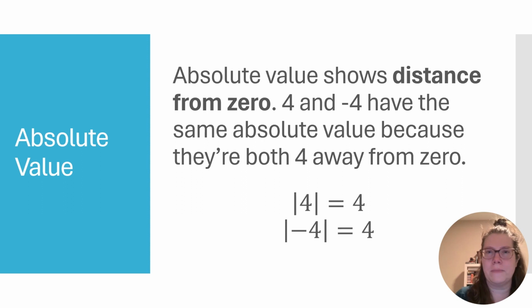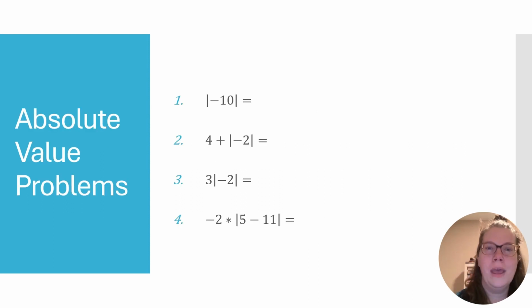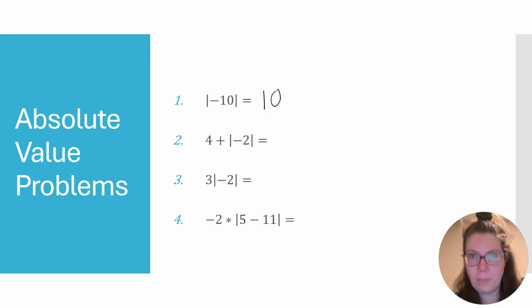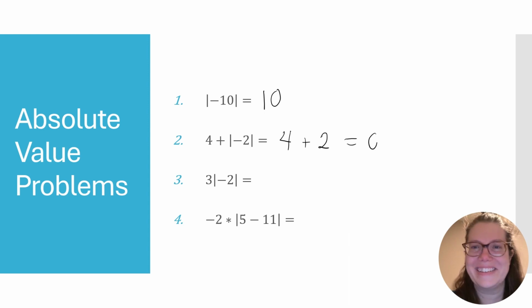Let's see how this works. So the absolute value of -10, I just did that one, is 10 because that's how far it is from 0. Here we have a problem that has an absolute value inside of it. So we have 4 plus the absolute value of -2. And the absolute value of -2, that is 2 steps from 0, so it's just 2. So we're going to change this problem into just 4 plus 2, which hopefully we know is 6.